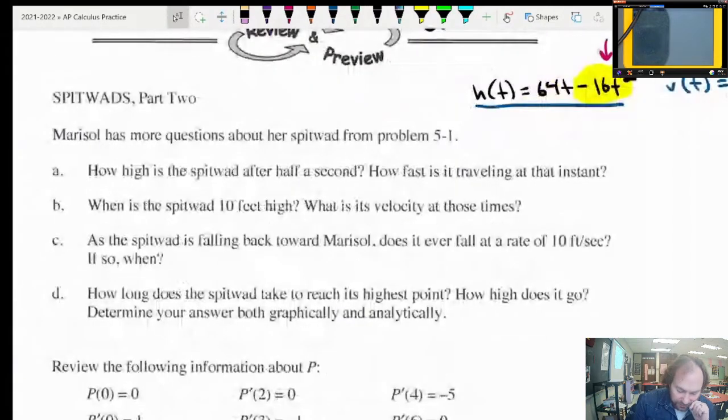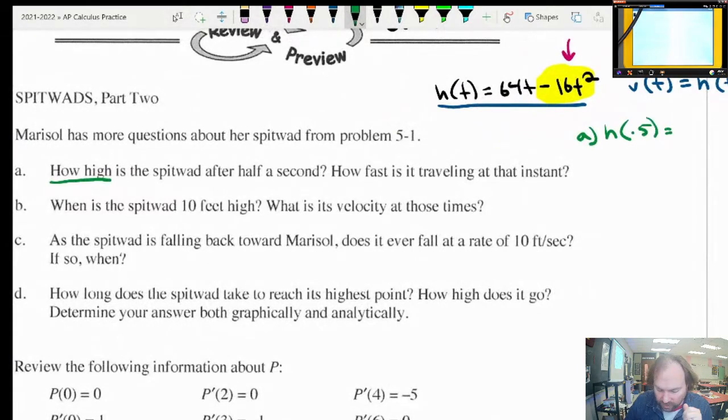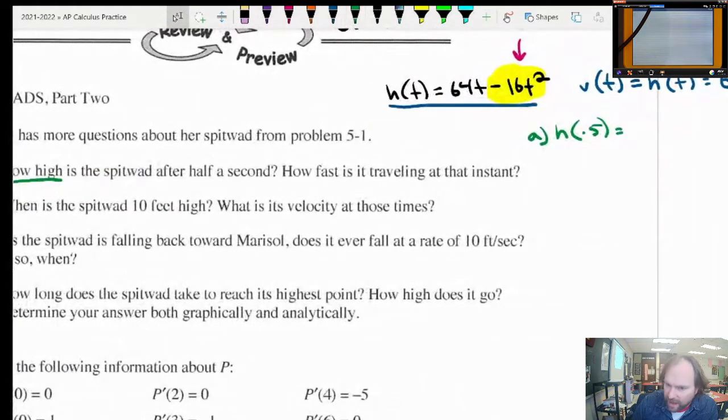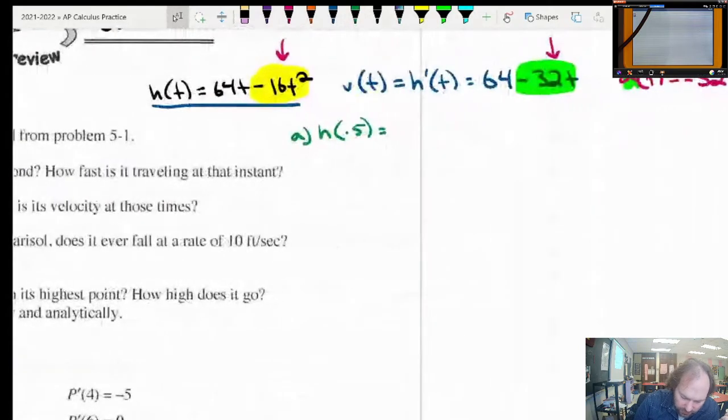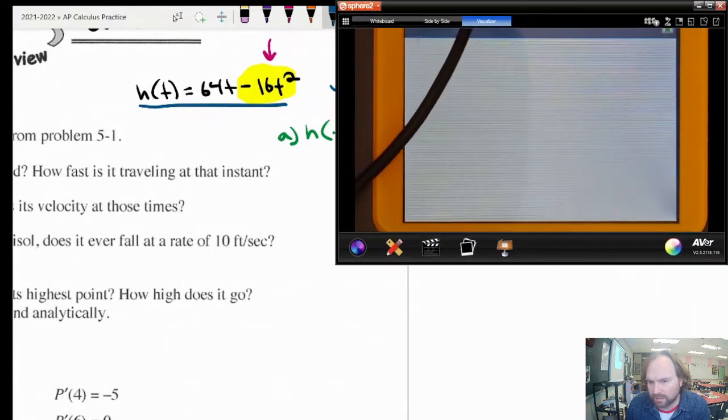How high is the spitwad after half a second is the first question. How high is a distance question. So we are asked in question A, what is h of 0.5? Essentially, we're going to do a lot of this on the calculator too, so I'm going to bring calculator cam up to the front. The second question is how fast is it traveling at that instant? So we also want to know v of 0.5. Those two things. So this is question A.